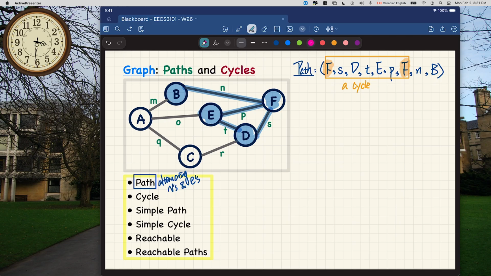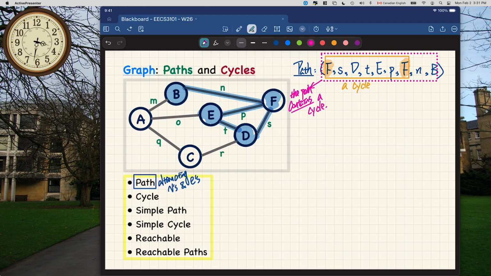Okay. So here we have the whole path over here. All right, so this path over here contains a cycle. The path contains a cycle.